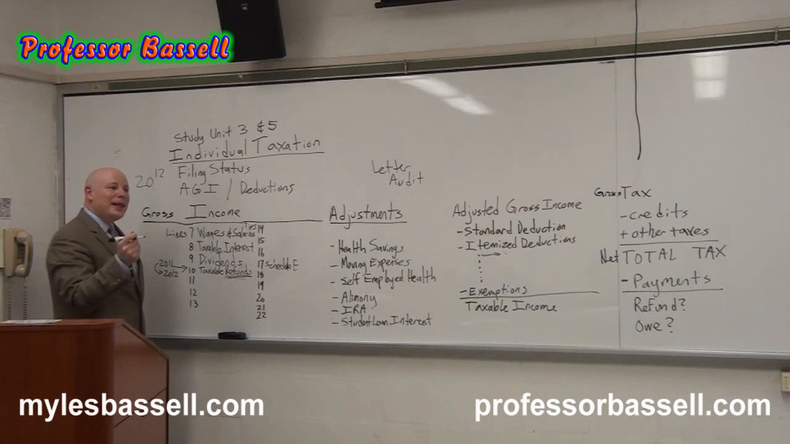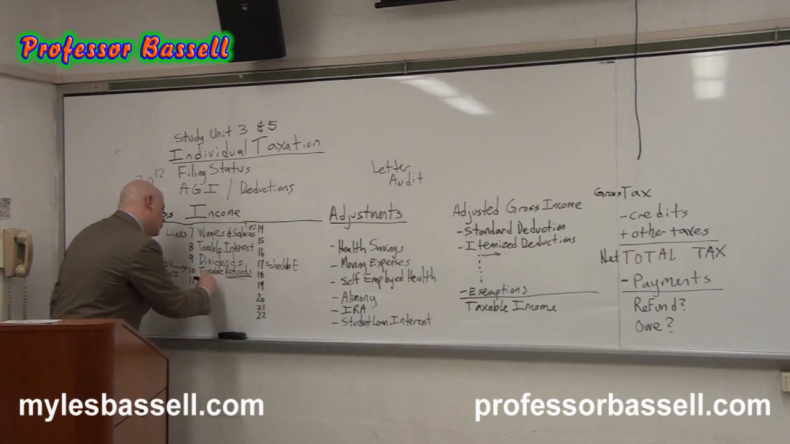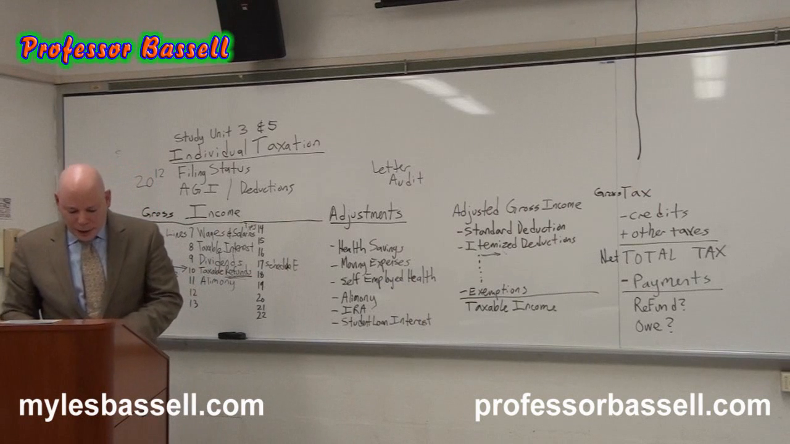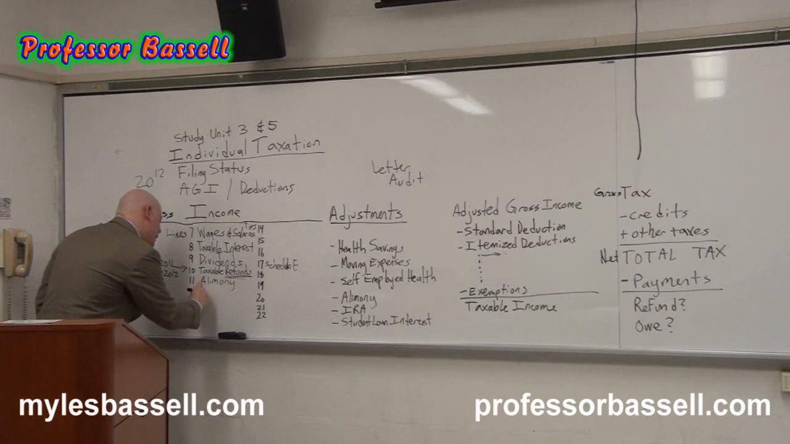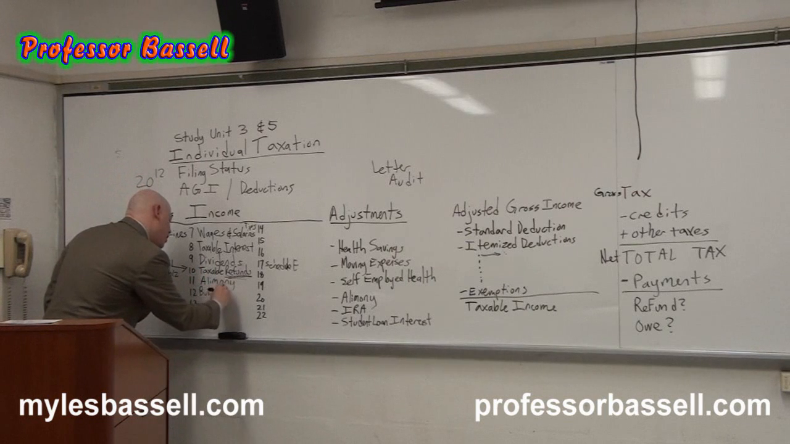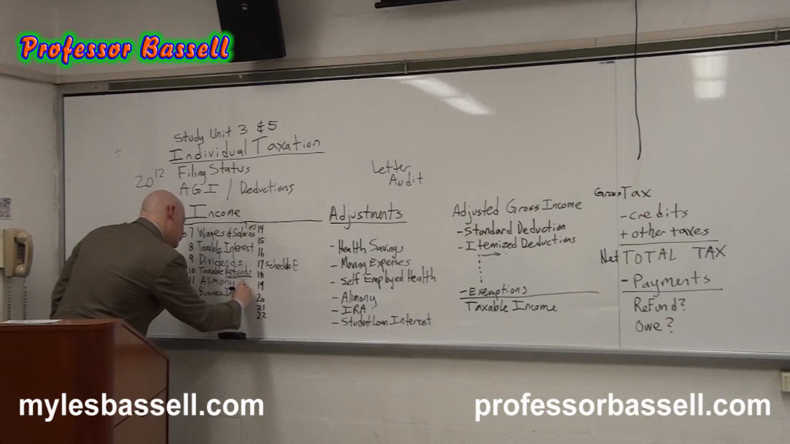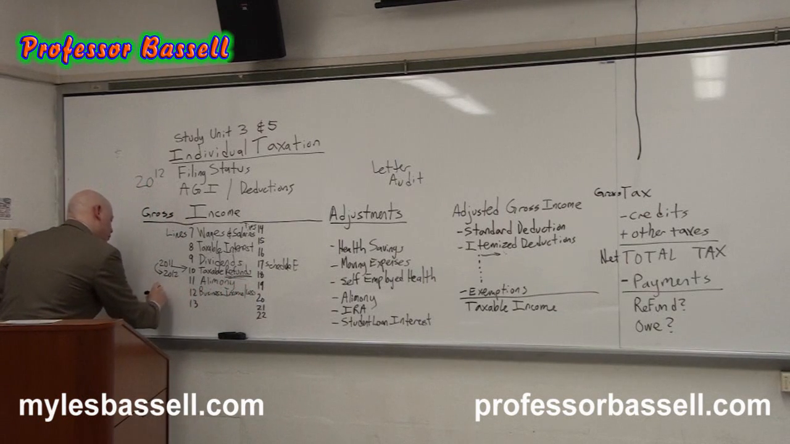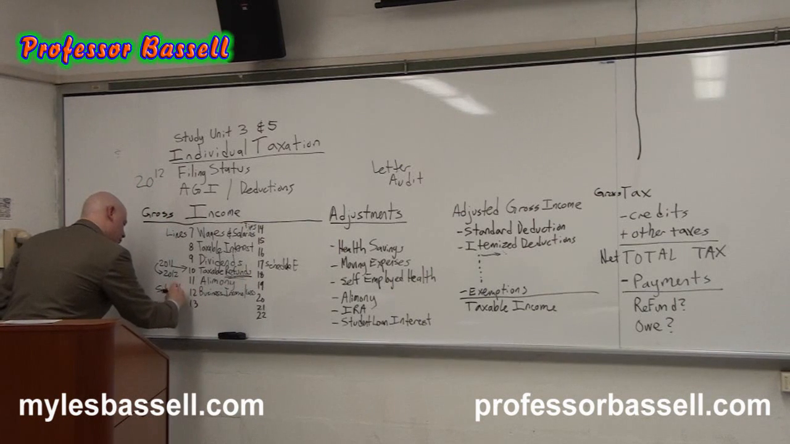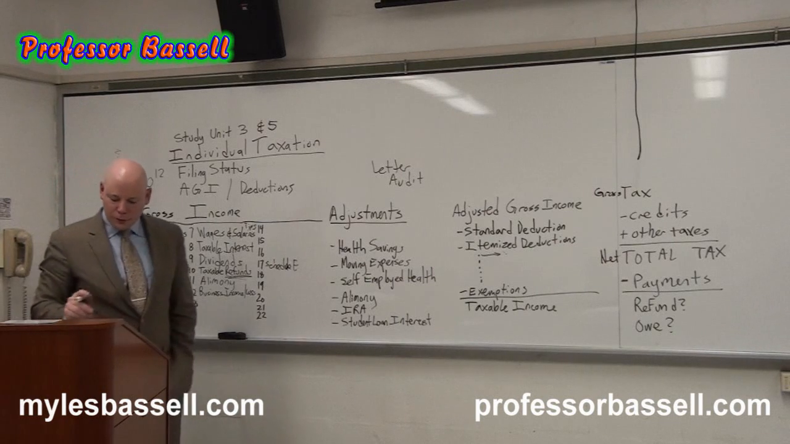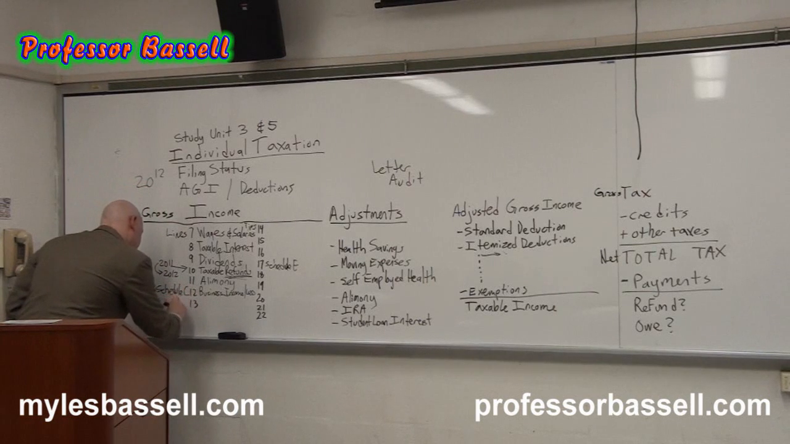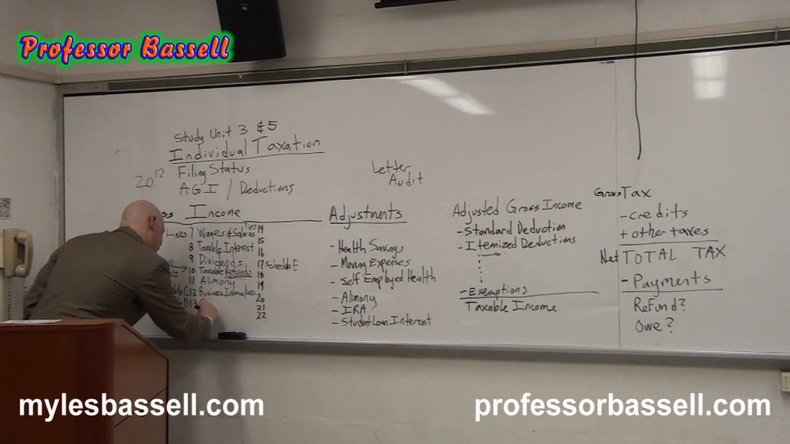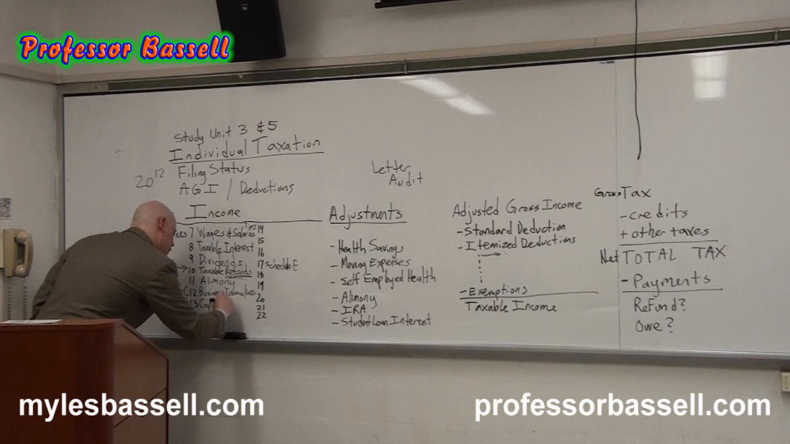Line 11. Line 11 is alimony. So remember, all these items that we're looking at are forms of income, items that Congress has determined as income. Line 12 is business income or loss, which is going to be on Schedule C. All right, so that's line 12. Then we have Schedule D, which is capital gains. Capital gains and losses.